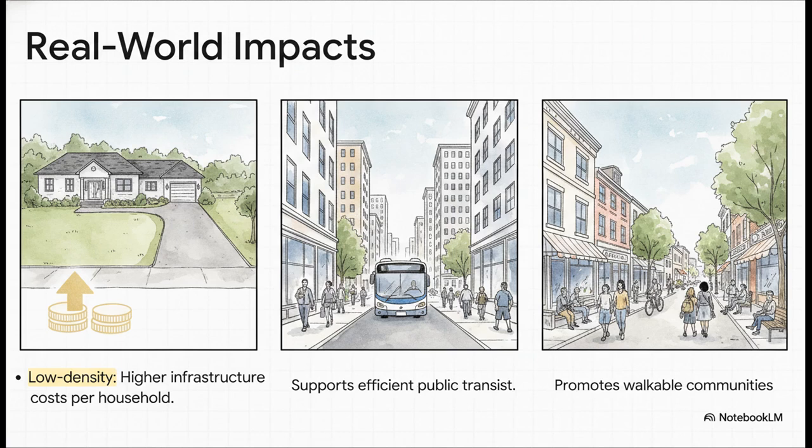So why does any of this actually matter to you? Well, because these decisions directly affect your daily life. Low-density suburbs, they often mean higher taxes for each household to pay for all those miles of roads and pipes. High-density city centers make great public transit possible, which is awesome, but they can also drive up housing costs. It's all a series of trade-offs that ends up shaping your commute, your wallet, and your entire community.